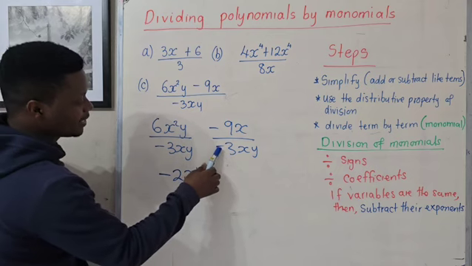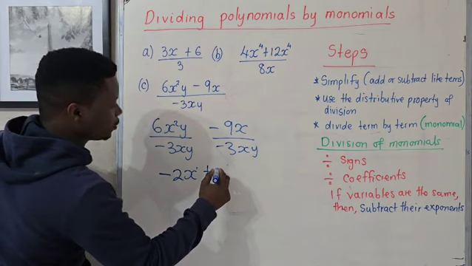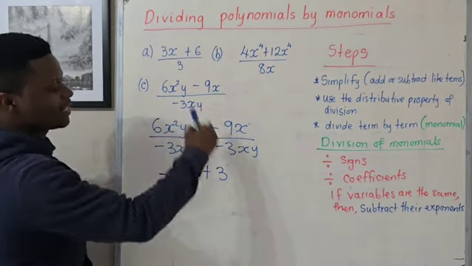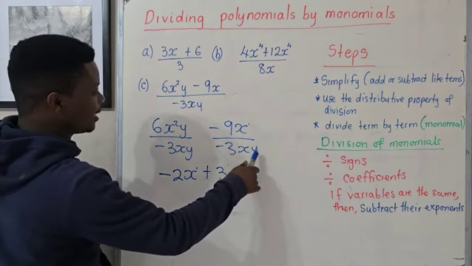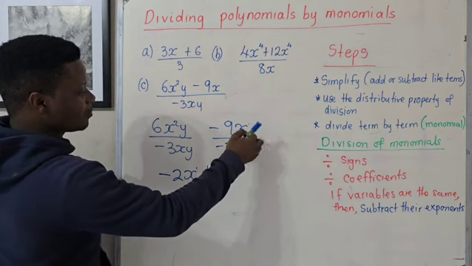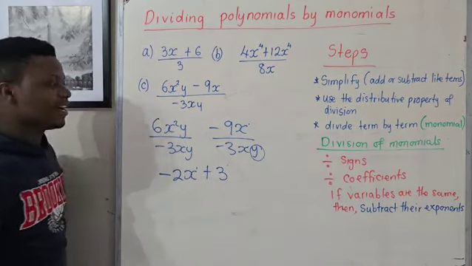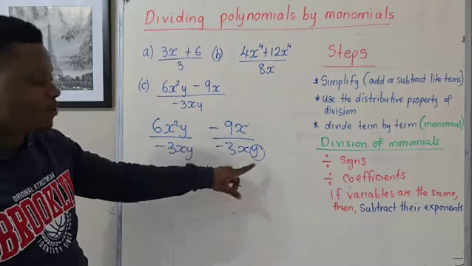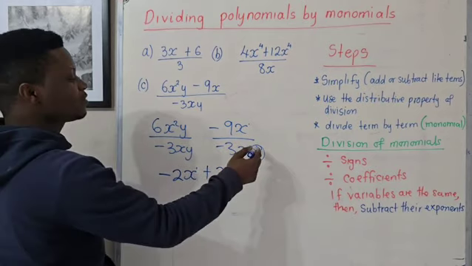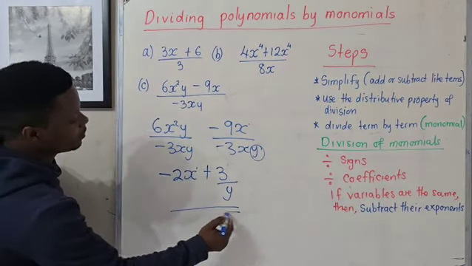Then here we divide a negative by a negative, we get a positive. 9 divided by 3, that's 3. This x to the power of 1 and this x to the power of 1, they cancel out, and on your numerator there is nothing. And do you realize that the y that you have is left in the denominator? So I'm going to leave my y in the denominator. Remember, this y belongs to the denominator. So this should be your final answer.